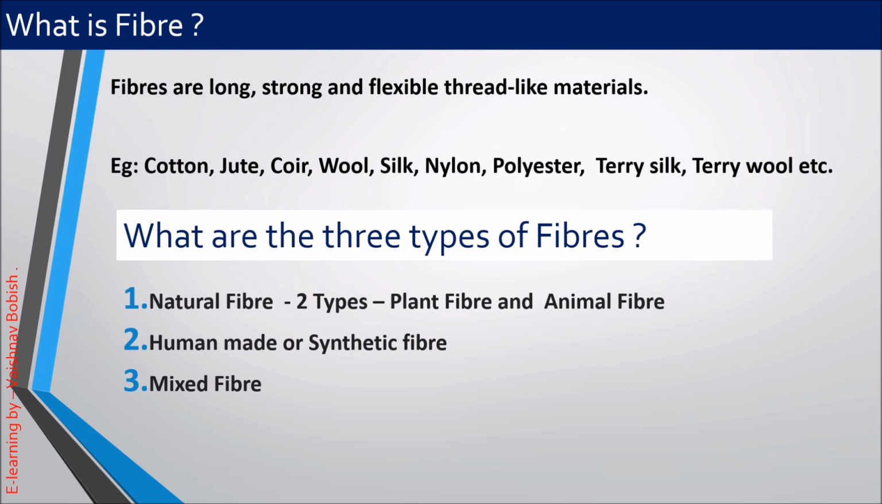What are the three types of fibers? The first one is natural fiber, which also has two types, which is plant fiber and animal fiber, and the second one is synthetic fiber or human-made fiber. The third one is mixed fiber.